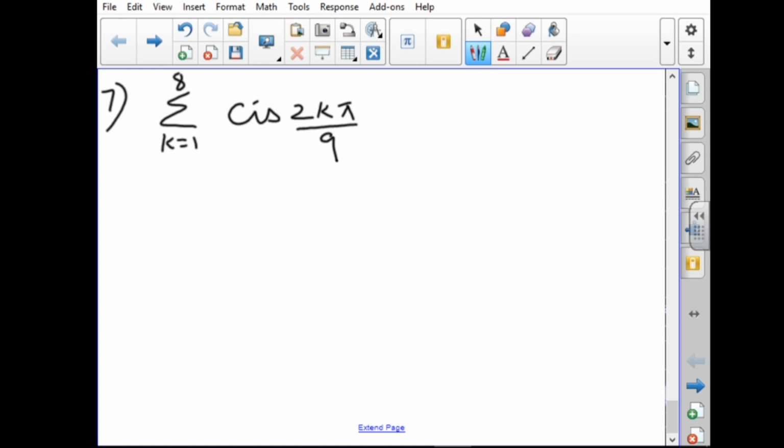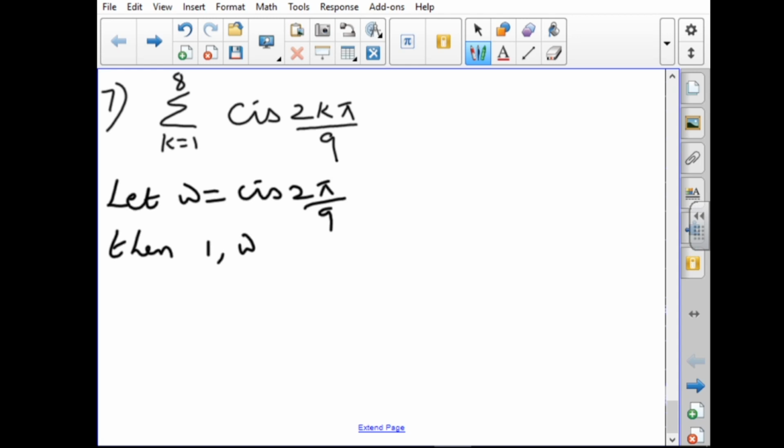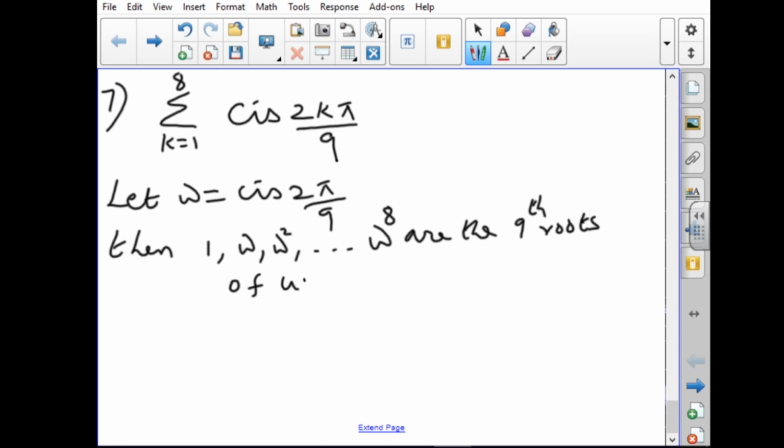So we'll assume omega is equal to cis 2 pi by 9. Then we get 1, omega, omega square, etc. up to omega power 8 are the 9 roots of unity.